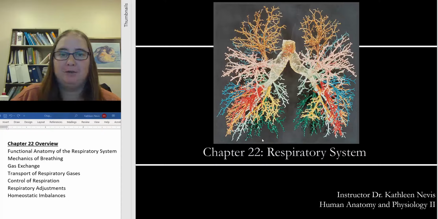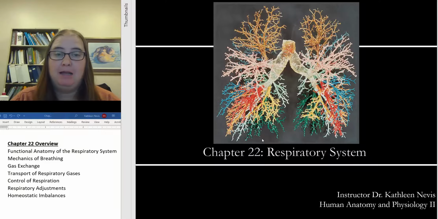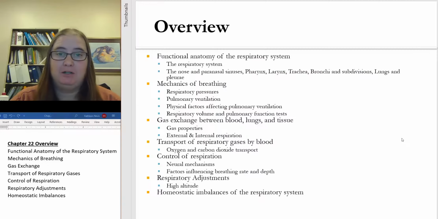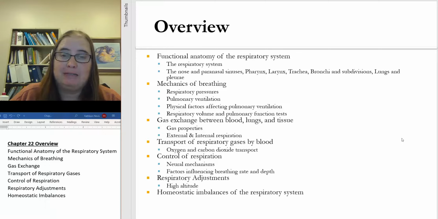Hey everybody, so we are moving into chapter 22, which is the respiratory system. Our plan for this series of lectures, we're going to talk about the functional anatomy of the respiratory system, so the respiratory system as a whole, and then we'll talk about the different structures within the respiratory system. Then we'll move into the mechanisms of breathing, talking about different pressures and a few laws. The laws are down by the gas exchange, but more about in terms of mechanism of breathing, pressures, pulmonary ventilation, factors that will affect pulmonary ventilation, respiratory volumes, and pulmonary functional tests.